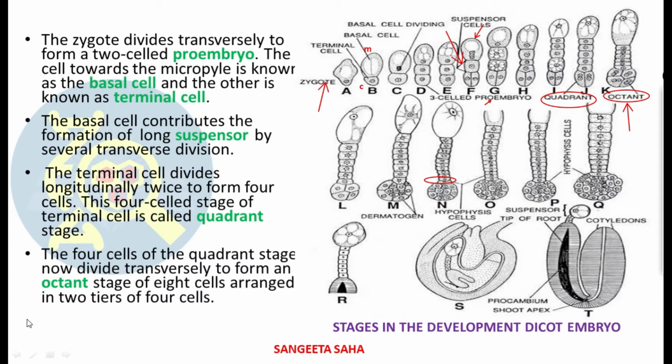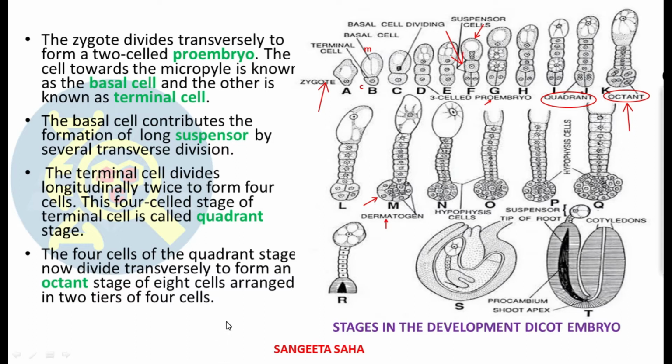The next change that occurs here is that one more division takes place, and this division is periclinal. That is, there will be an outer cell, as you can see here in the diagram, and there will be an inner cell as well. The outer cell here is known as the dermatogen, and this dermatogen will eventually give rise to the epidermis.